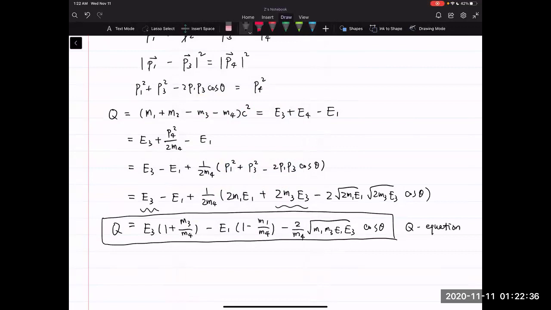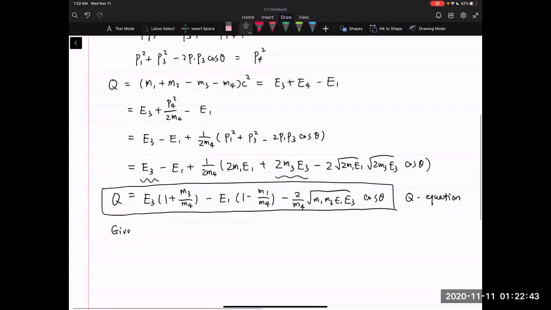Okay, and for this Q equation, what you should really consider is given E1, so if we know the energy of the incoming neutron, and we know the mass, and of course we know the Q value of the reaction, then the question is how does E3, so the energy of the scattered neutron, vary as a function of theta?